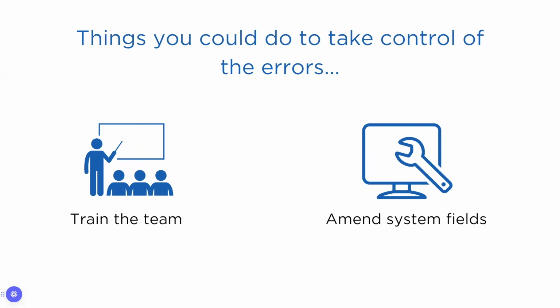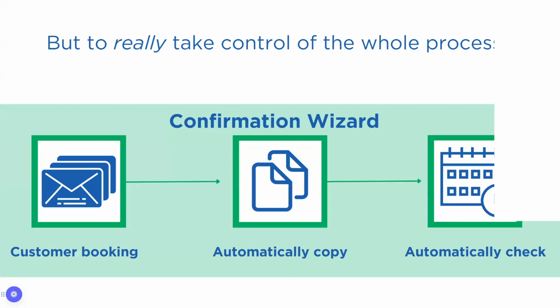Obviously, you can amend fields in certain systems. Not all reservation systems allow you to do that, to match exactly every single supplier. And especially if you're using multiple suppliers, it's very difficult to map it exactly to meet the needs of all suppliers anyway. So amending the system fields can be quite difficult.